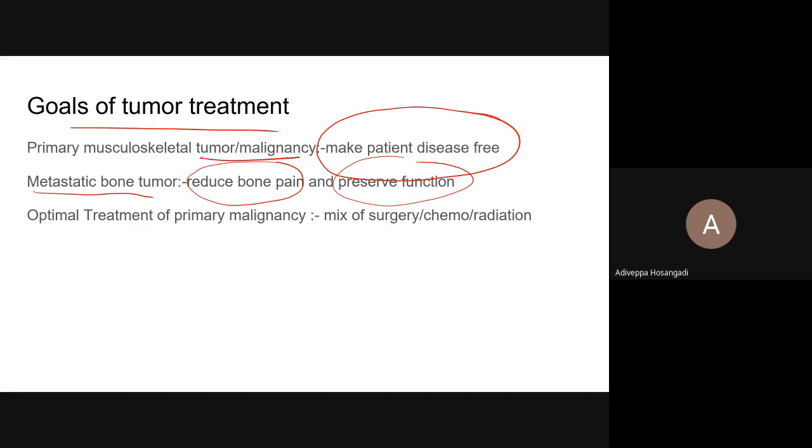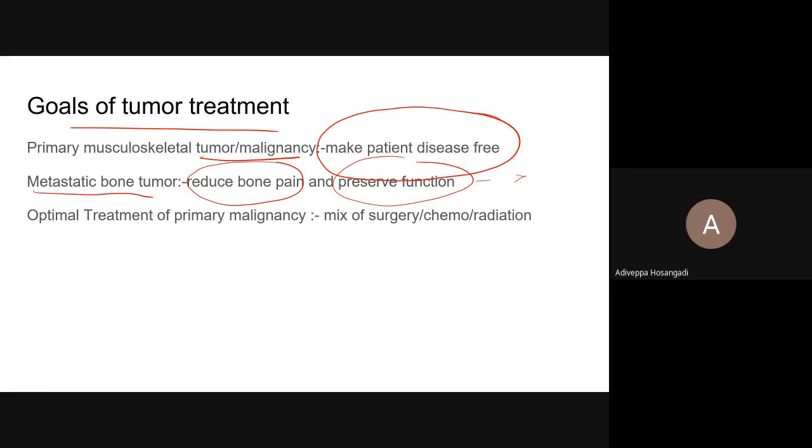How do you reduce the pain? You fix the fracture and make her walk early. And simultaneously you treat the CA breast. So here you are not trying to prolong the survival duration of the patient. You are trying to improve the quality of the life by preserving function and reducing the bone pain.